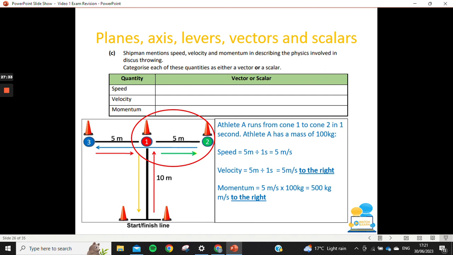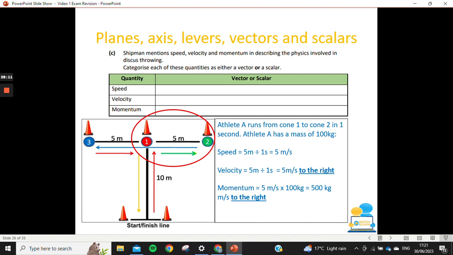And for the momentum, it is equal to the velocity multiplied by the mass. So we have the velocity, which is 5 meters per second, by 100 kg, and we have 500 kg meters per second to the right. Again, just an example of them in use, but speed is a scalar quantity, concerned only with the magnitude, and then the velocity and the momentum are vector quantities, so they're concerned with the magnitude but also the direction.